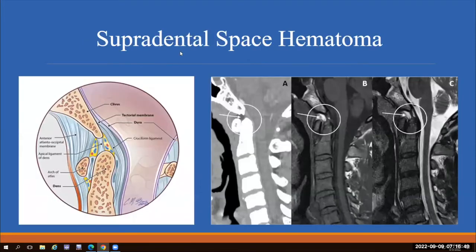The first one we're going to talk about is the supradental space. Again, this is a normal supradental space. This is your apical ligament. In the supradental space, normally there's fat and a venous plexus, and sometimes you can see the apical ligament going through this. So this is what it should look like on CT and MRI. You have a little fat pad here on CT, which is the dark area. And then this is a T1 and a T2 weighted MRI, and it's bright signal because there's fat within it. And then you can see a nice little apical ligament there. So that's what it should look like.